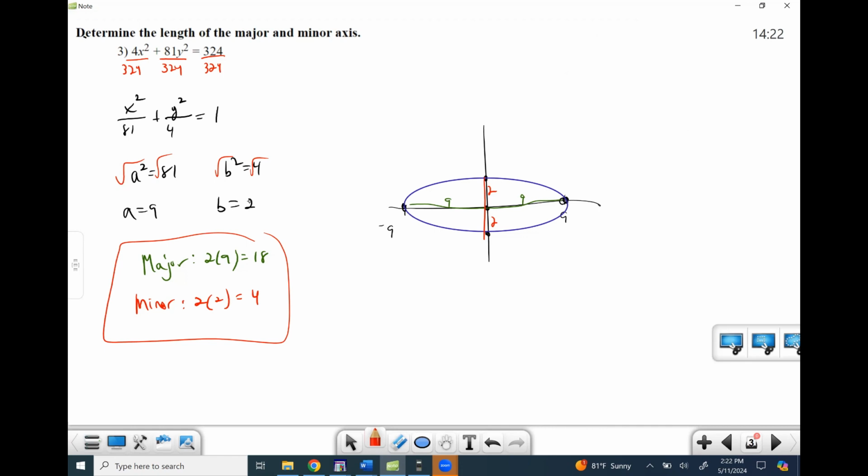So this could be really quick if you've practiced a few and you understand, oh, okay, just get the a and the b and double it.